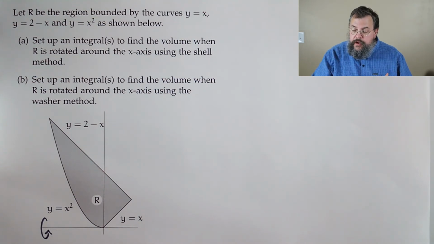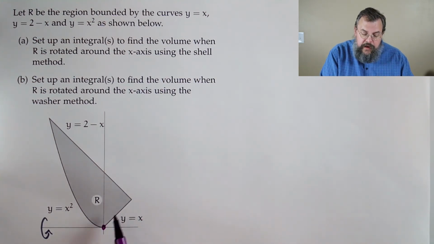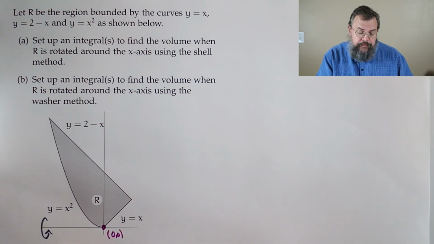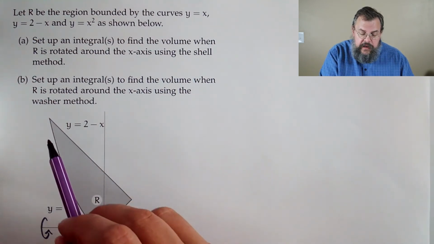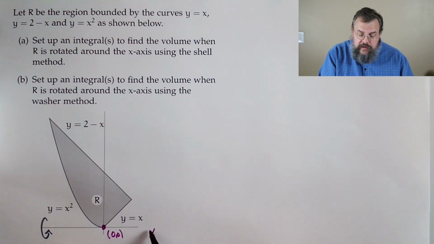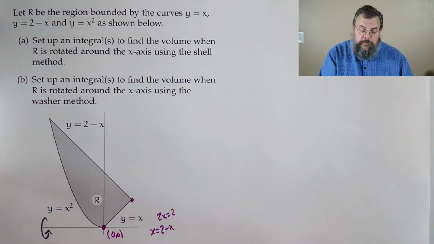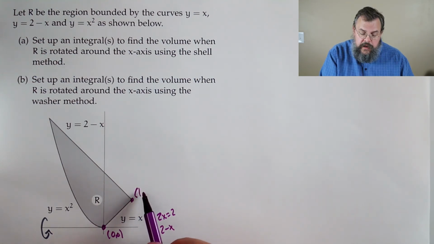Now, some of the intersection points are a little bit easier to spot than others. For instance, down here, where x squared and x intersect. Well, that's the origin. Okay, not really too much thought going into that. How about where do x and 2 minus x intersect? Well, we would need to have x equal 2 minus x, or that would really say 2x equals 2, which means x has to equal 1. So this is at the point (1, 1).